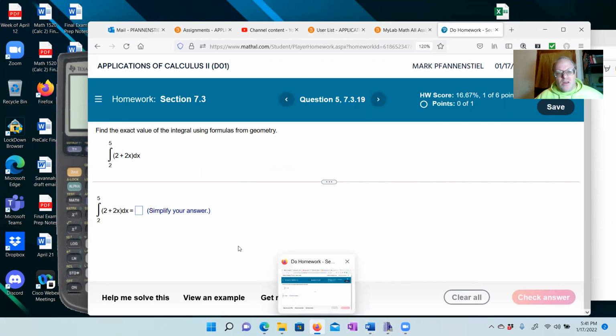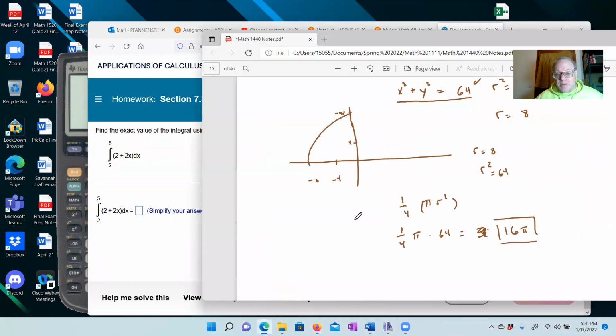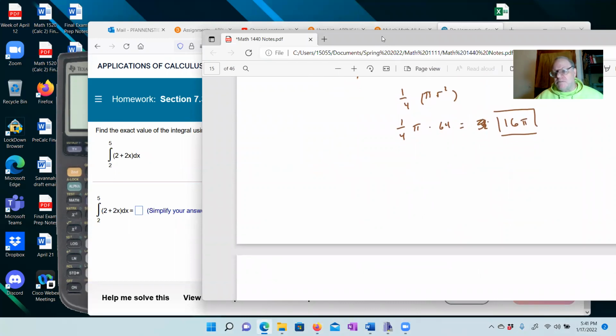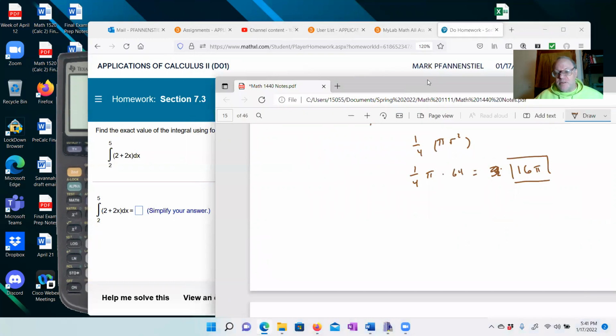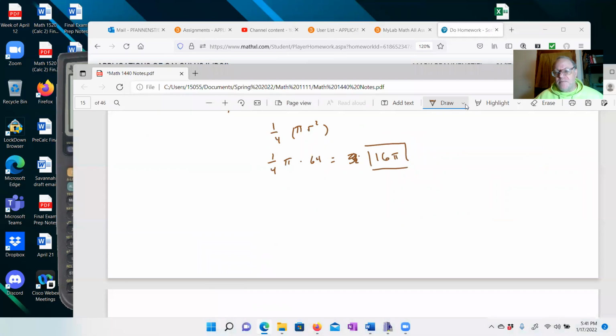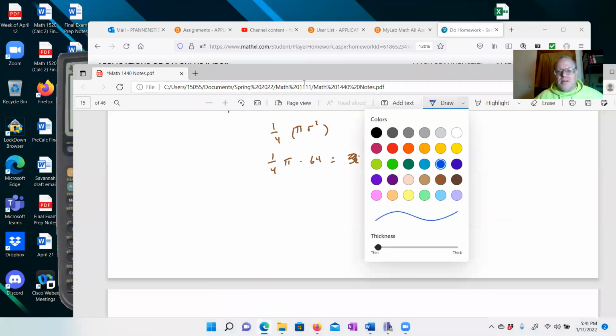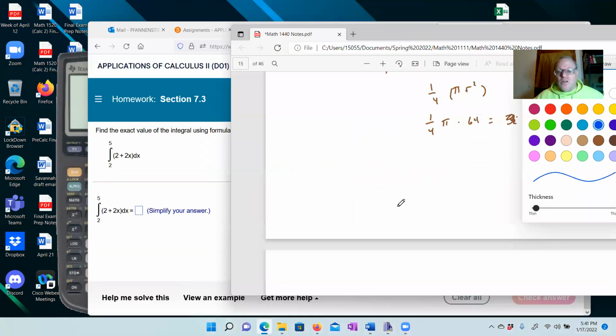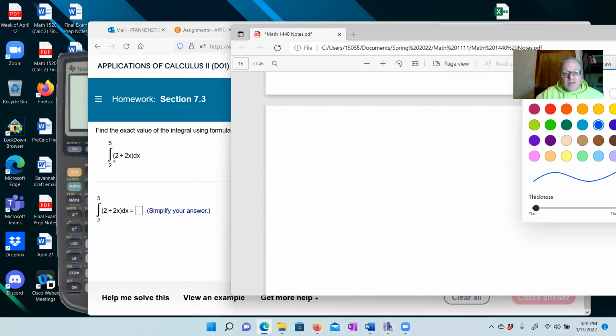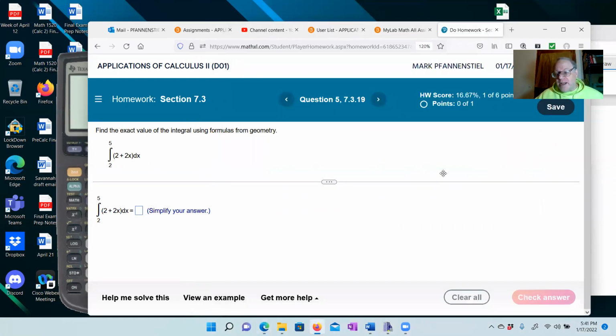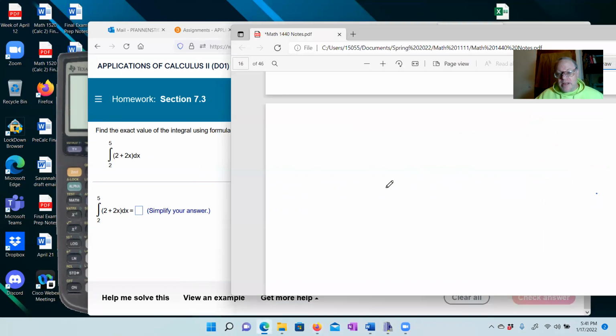This one says, find the exact value of an integral using formulas from geometry. So again, let's draw a picture. I always like pictures. If you're ever stuck on a problem, draw me a picture. Try to figure out what they're talking about and draw that. So we have the line 2 plus 2x. That's what we're dealing with, because we're going to solve this with geometry, not with calculus.